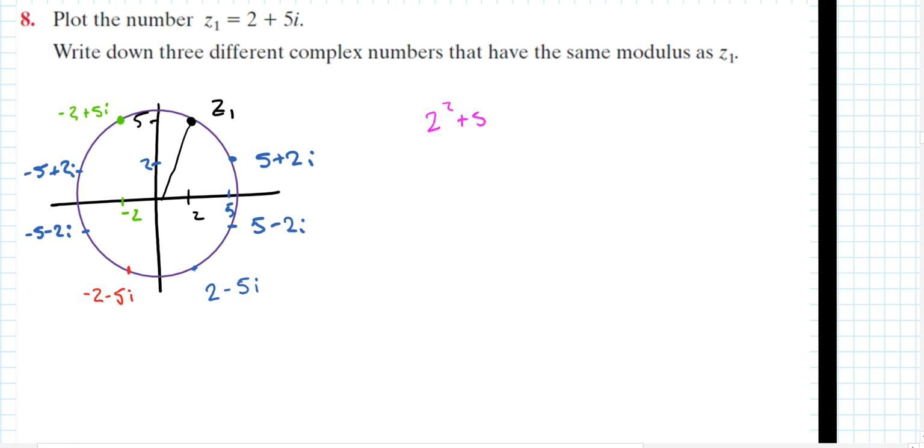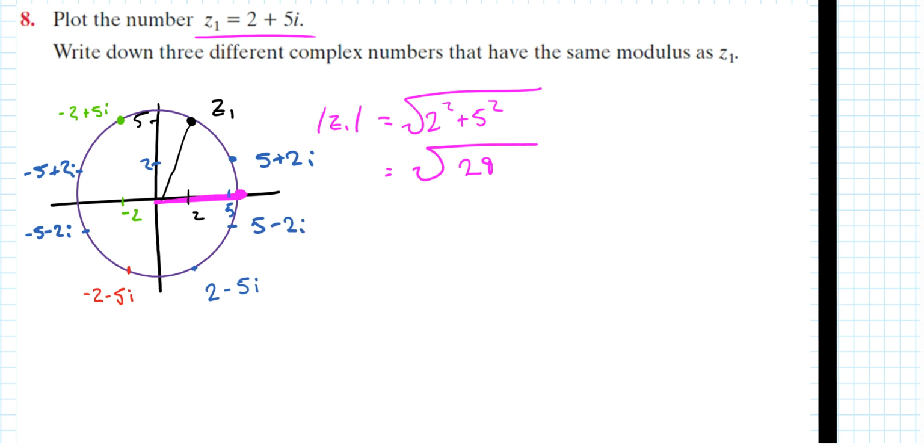Or even, what is the modulus of Z1? 2 squared plus 5 squared, square rooted. 4 plus 25, it's the square root of 29. So this point right here, this line is the square root of 29 long.